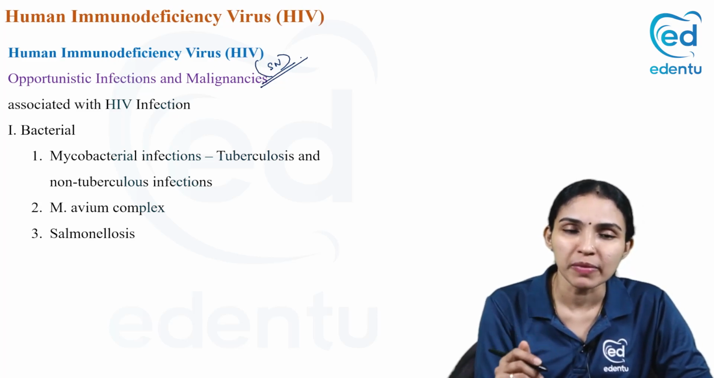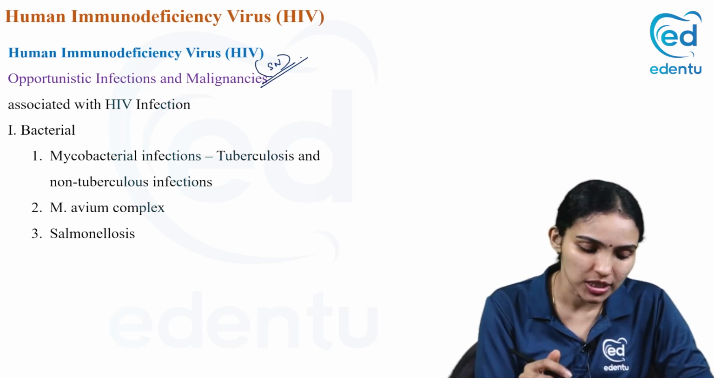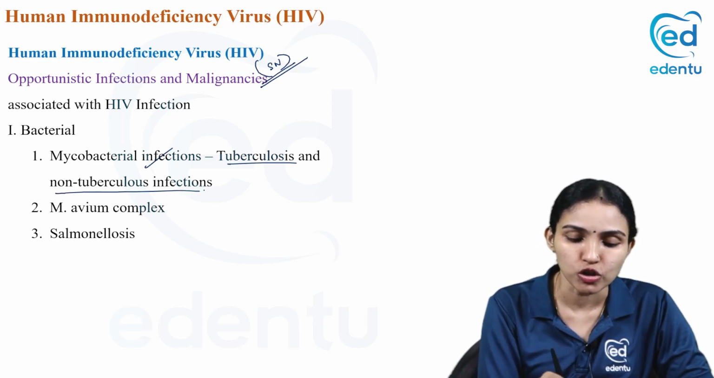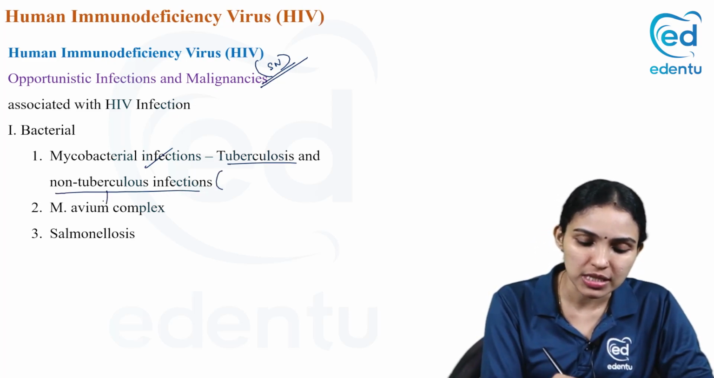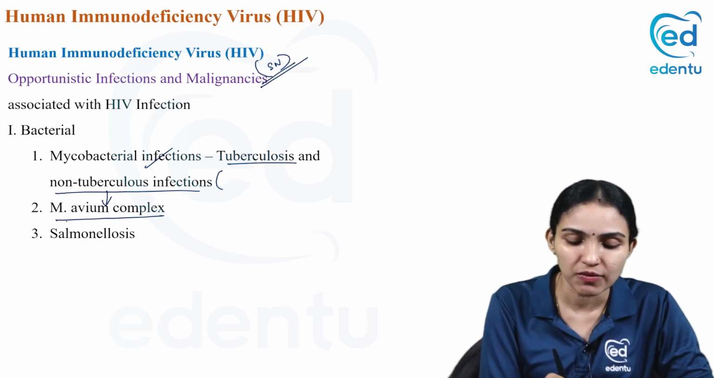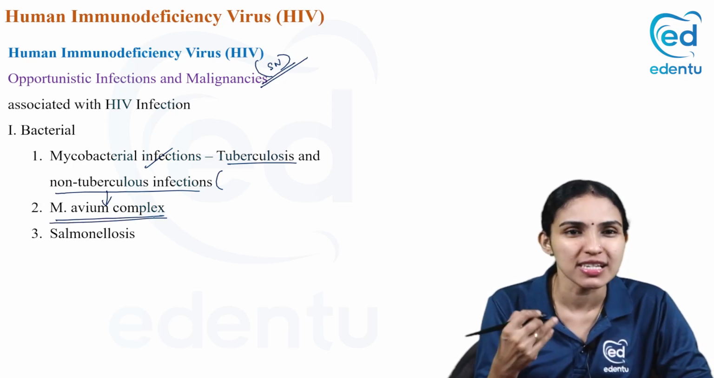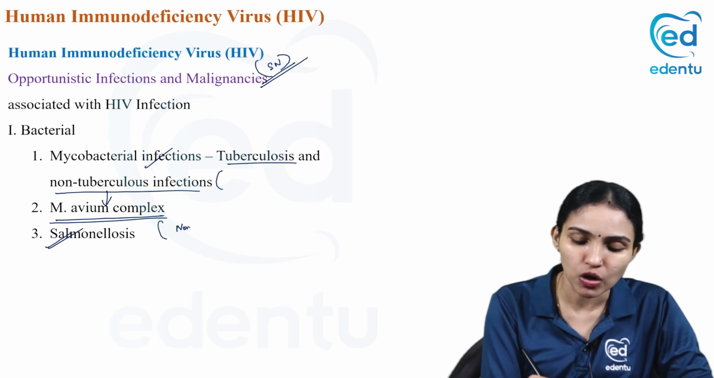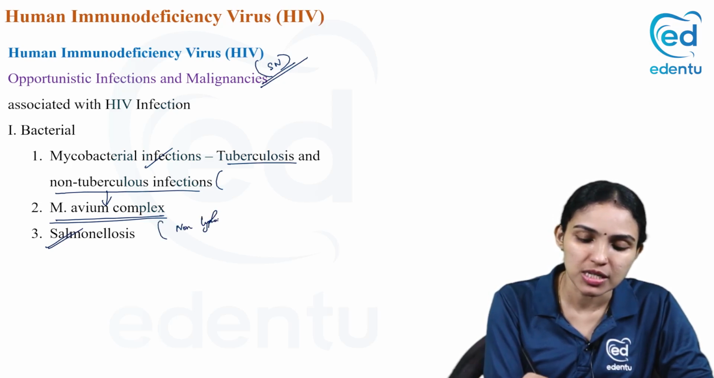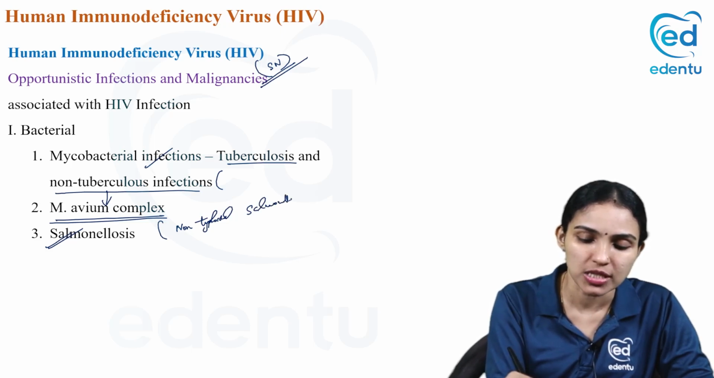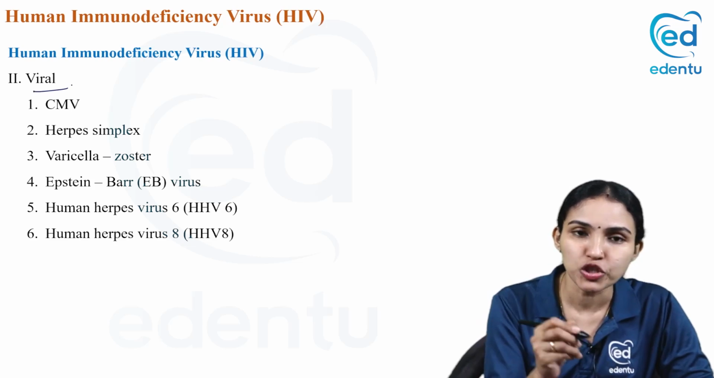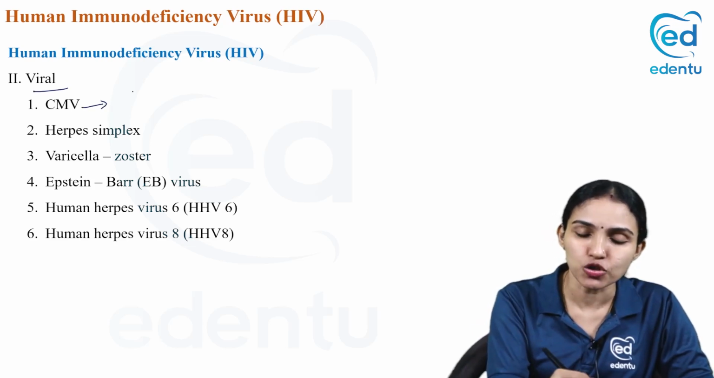Bacterial: the most common bacterial opportunistic infection in HIV is the mycobacterial infection, both tuberculosis and non-tuberculous. Among non-tuberculous, the more common is Mycobacterium avium complex infection. It resembles tuberculosis. Then salmonellosis, especially non-typhoidal salmonella, is more commonly causing opportunistic infection in HIV patients.